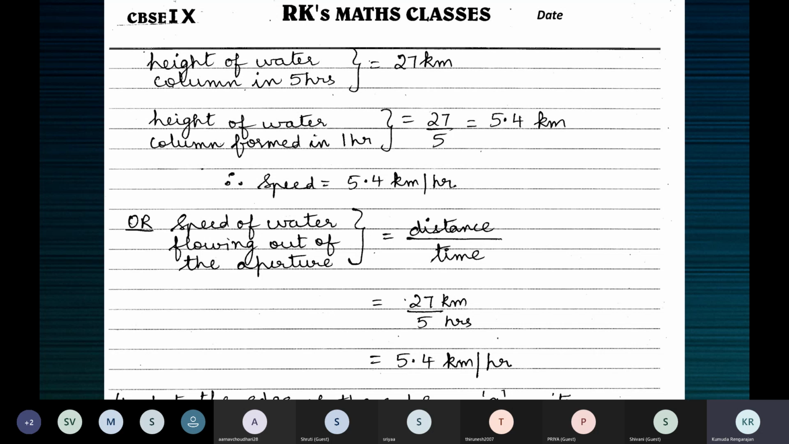So 5.4 kilometers per hour, if this is comfortable for you. Or you can say speed of the water flowing. You can work it like that. Or speed of the water flowing out of the aperture is equal to distance by time. Speed is distance by time. So 27 kilometers by 5 hours, 5.4 kilometers per hour.